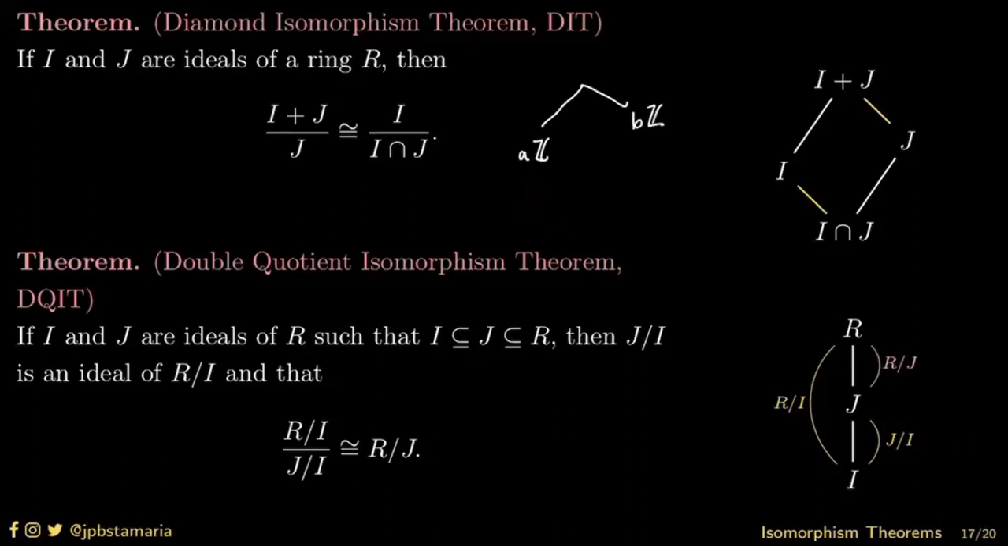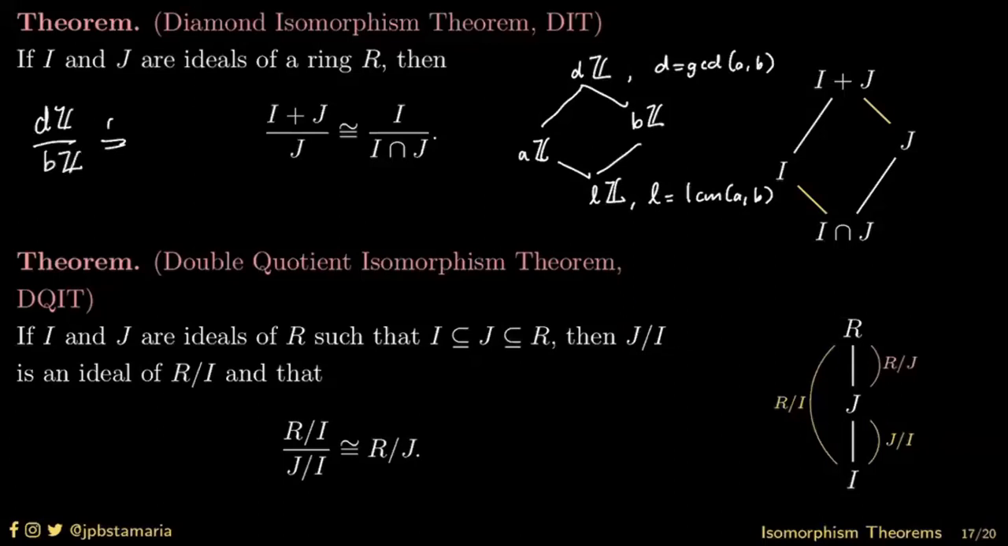Ano yung pinakamaliit na ideal ng Z na magko-contain sa dalawa? Sinabi ko na yan dati, DZ. Yung D dito, GCD ng A and B. Yung intersection naman nila, ito yung LZ, kung saan si L ay LCM ng A and B. Right? Okay. So, ang sinasabi nito, yung DZ modulo BZ is isomorphic daw sa AZ modulo LZ.